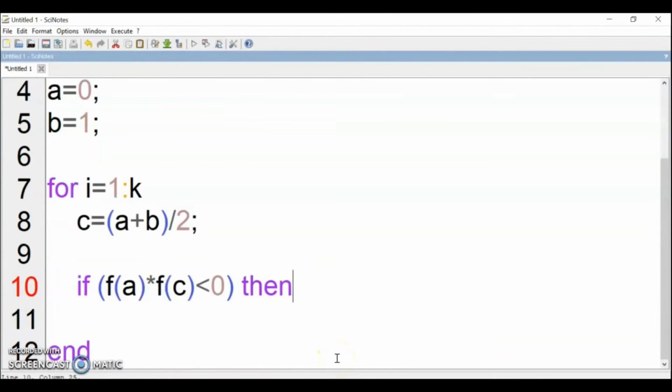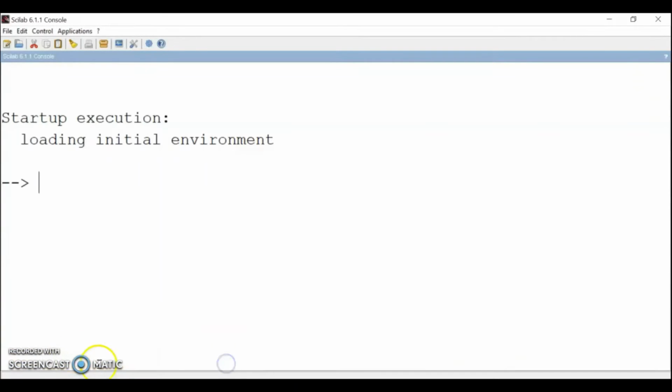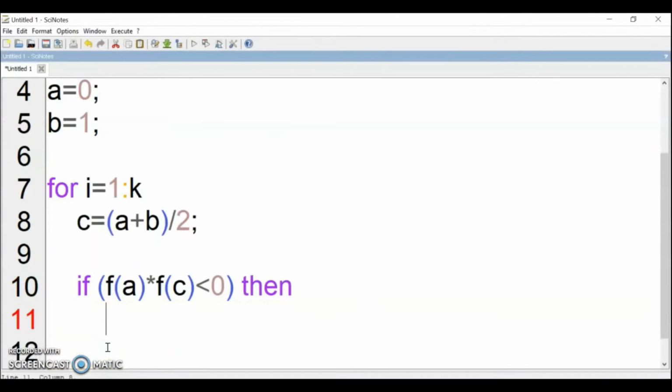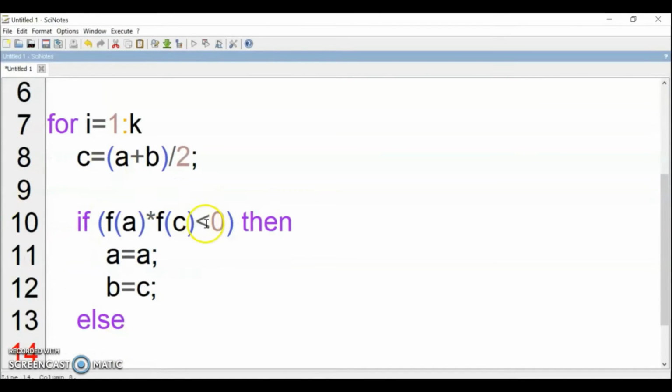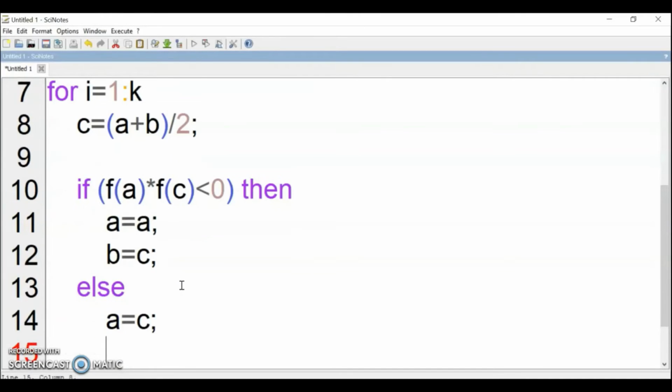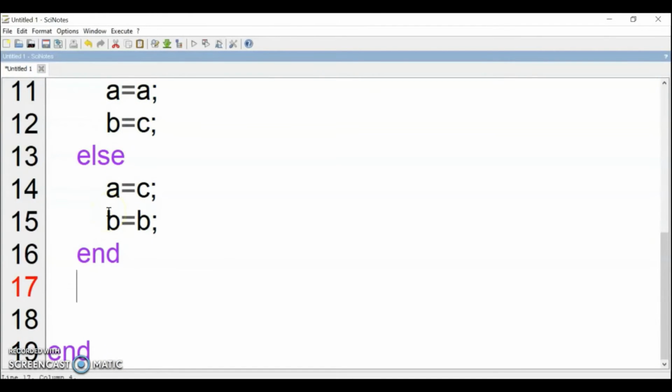What happened then? This is what happened. a becomes a, b becomes c. Okay. Else, now else here automatically means if it's greater than 0. So a will become c, b will become b, and then you end the if statement.